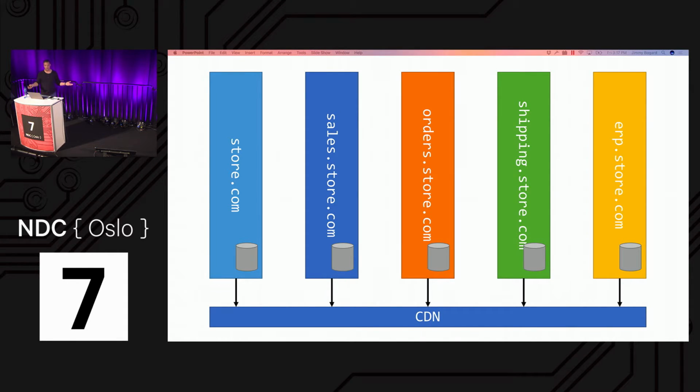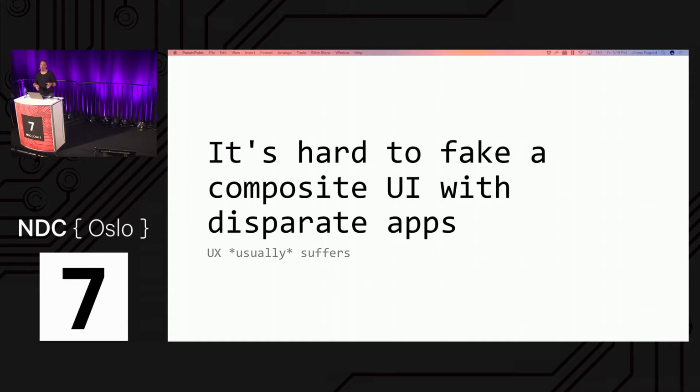So this content delivery network is okay, but it doesn't really provide any shared behavior or any shared experience between these different applications. And one of the things that we found, and I was actually part of the orders team for this one application, it was really hard to fake a composite UI with all these disparate applications. The user experience almost always suffers. We don't have some singular coherent user interface that ties everything together seamlessly for the end user.